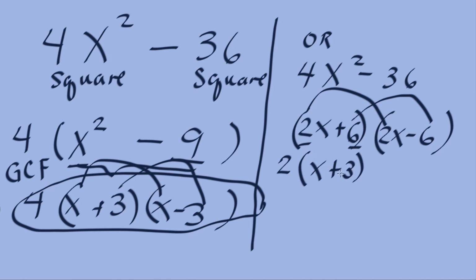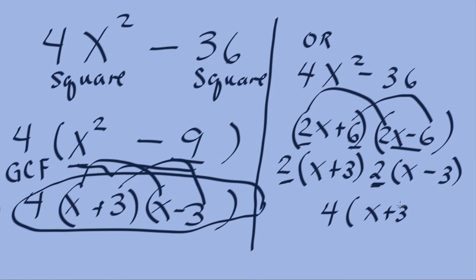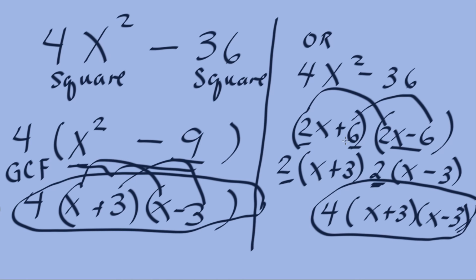So 2x plus 6 becomes 2 times x plus 3. Now this 2x minus 6 also needs to be factored by GCF, 2 times x minus 3. Now those 2 and 2 should be multiplied together into 4. And now rearrange it: 4 times x plus 3 times x minus 3. It's a little longer and more tedious to do it this way. So my recommendation is to always check for the GCF from the very beginning, before you do the next type of factoring, if applicable, okay?